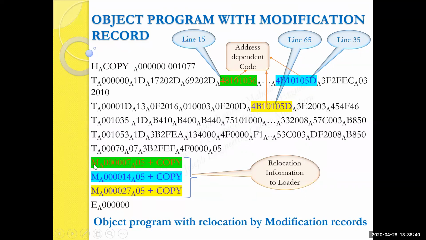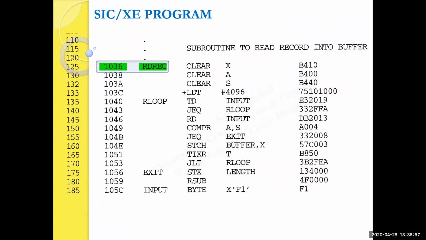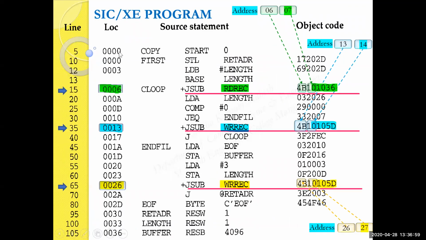So the modification record for the first instruction, that is for the instruction on line number 15, says that to the field that starts at the address 7, which is 5 half bytes in length, add the actual address of copy. Currently, we know that the value for copy is 0. This is a relative address. This is not the actual address. So the actual address for copy is obtained by adding to this the actual load address, which is obtained at the time of loading from the operating system.